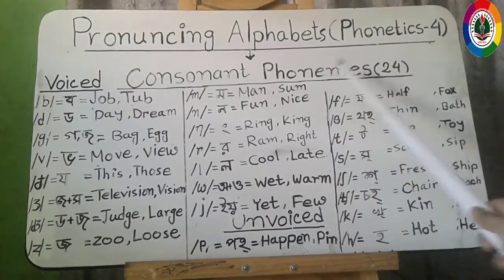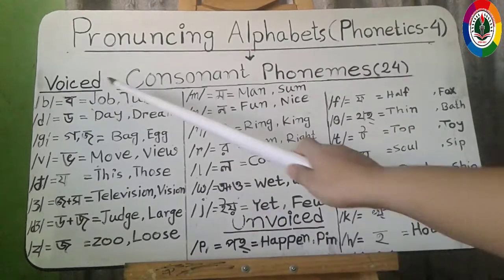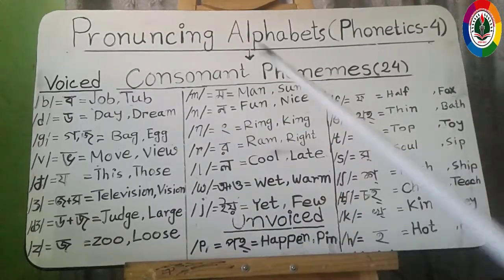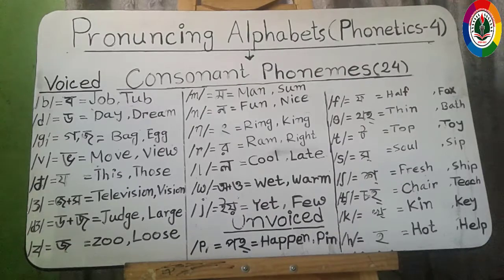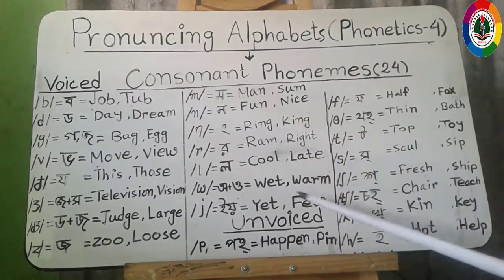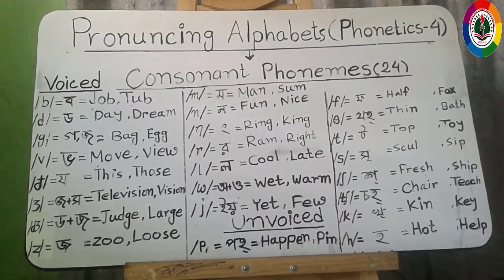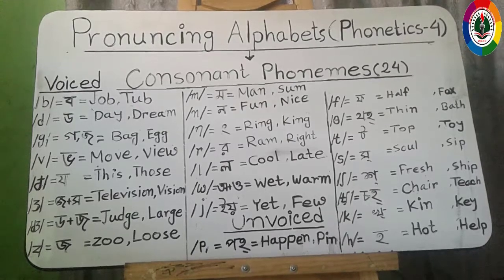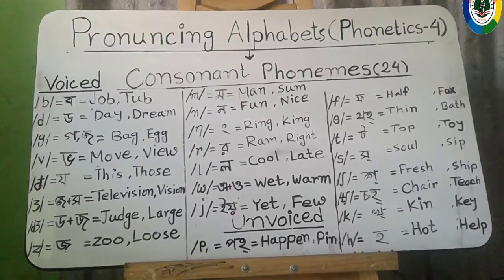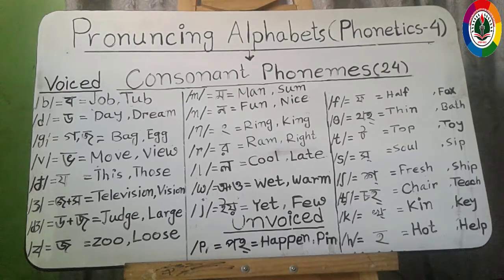These 24 consonant phonemes are divided into two types, voiced and unvoiced. To understand the difference between the voiced and unvoiced consonant phonemes, you may check this by keeping your hand on your throat. You must keep your hand on your throat and check this out. Okay, let's check it out with me.